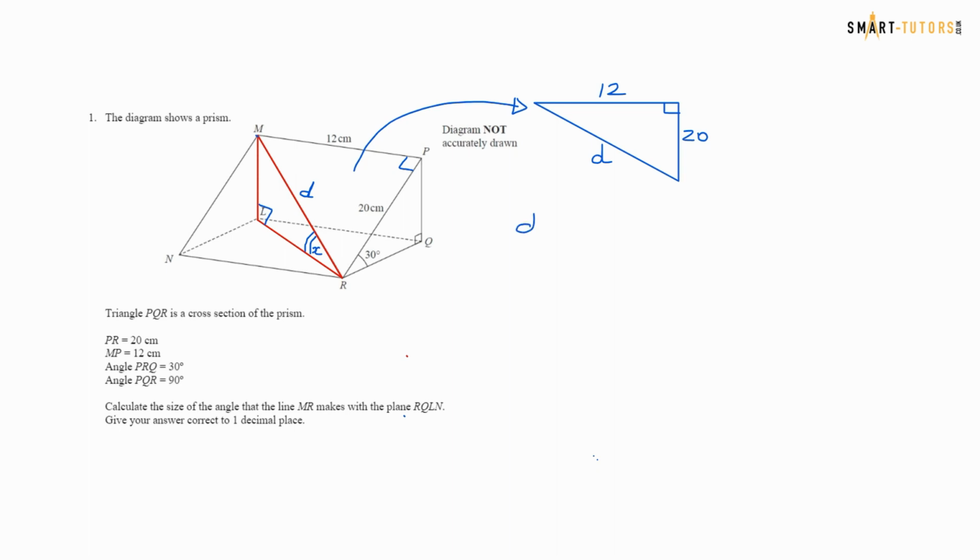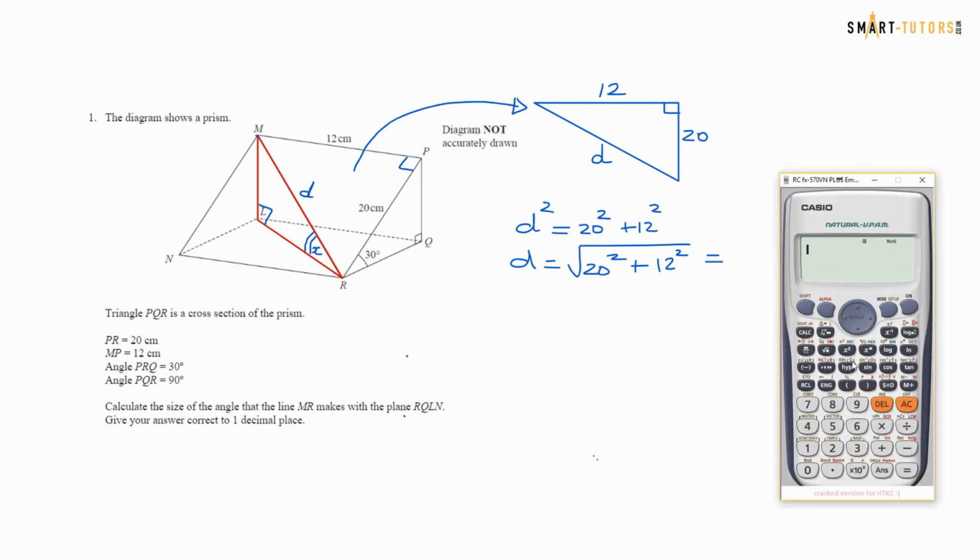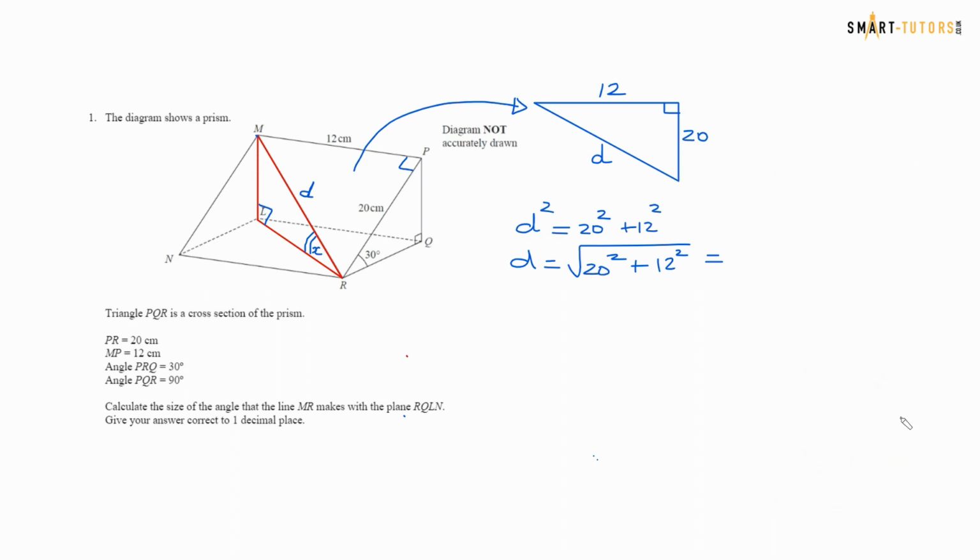We can use the Pythagoras theorem. So D squared equals 20 squared plus 12 squared. So D equals the square root of 20 squared plus 12 squared. The answer is 4 root 34, and I better keep it in surd form: 4 square root 34. That is the distance D.